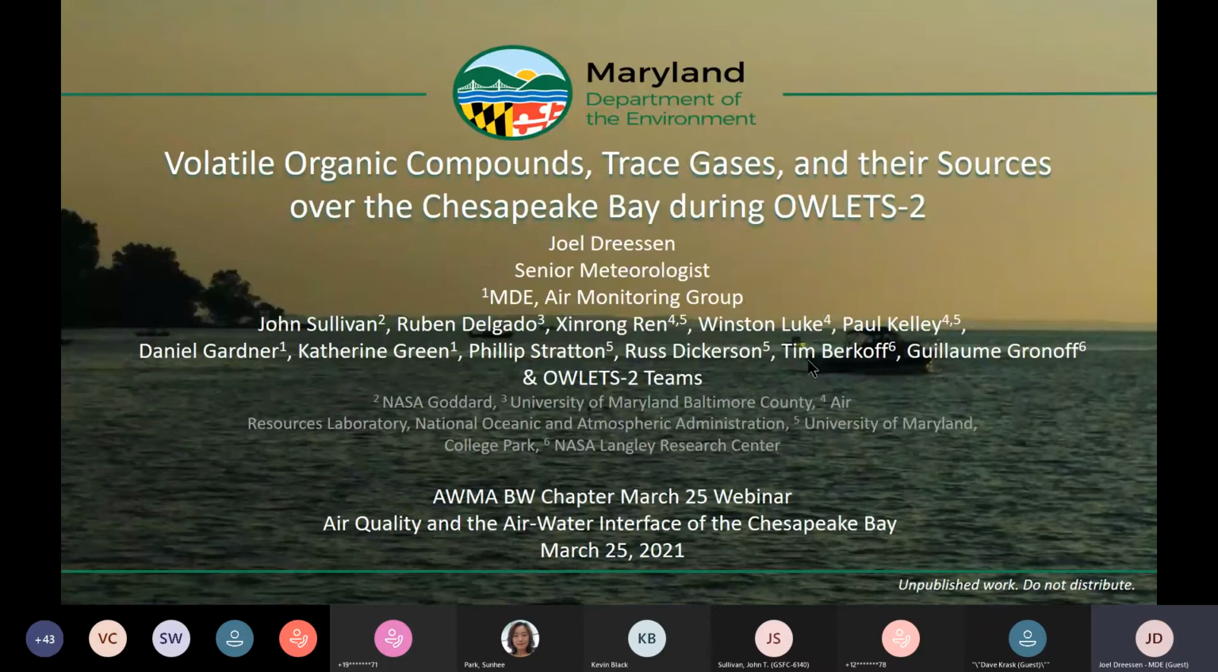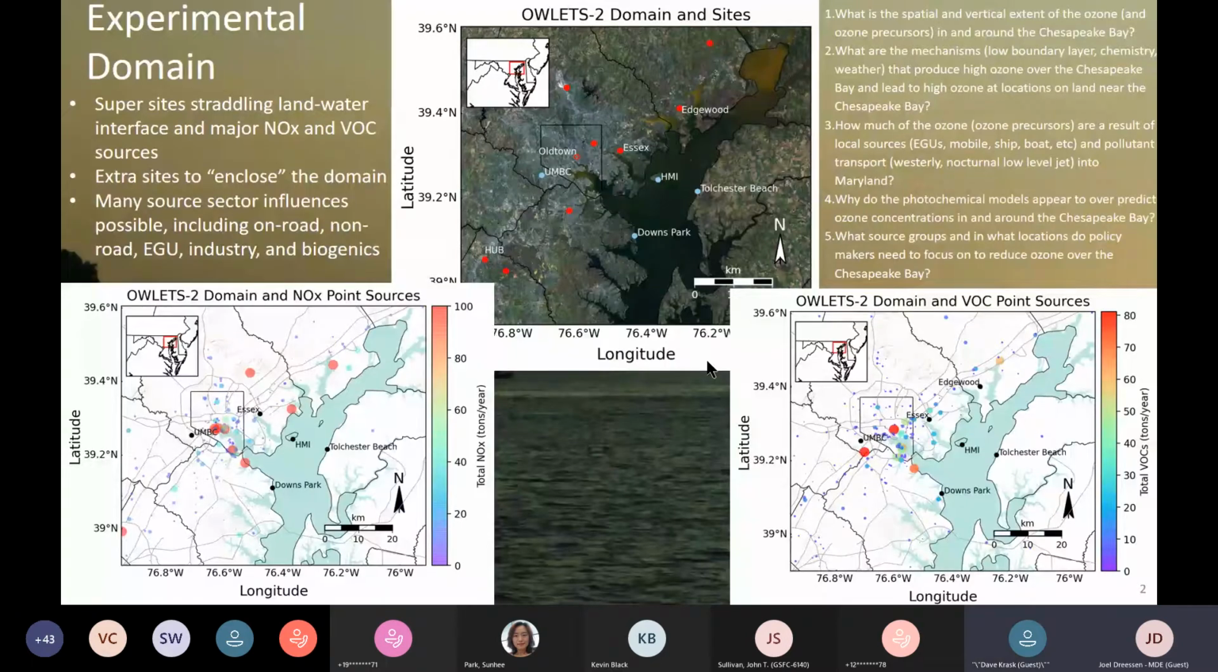I want to first, of course, mention there's a lot of people that are listed both here and within the Outlets 2 team as well. I shout out to them and say thanks again for a great campaign, and it's still ongoing to see what it's going to tell us. So John showed these maps already. I want to reiterate here on the top. This is the Outlets 2 domain.